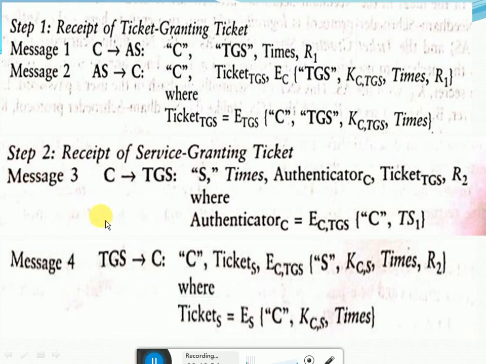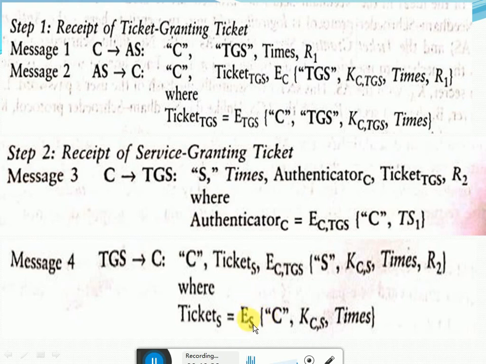The moment the TGS gets this information, it will pass the information back to the client. The most important part of the message that goes from the TGS to the client is ticket S, which contains a session key which is supposed to be used between a server and a client. So it is something like the ticket that we have discussed previously. This is a ticket which is generated by the TGS, which is meant for a client to deal with the server. So this ticket has a session key.